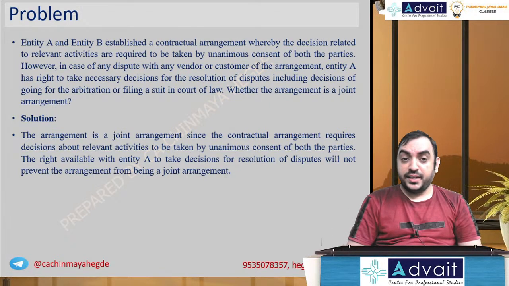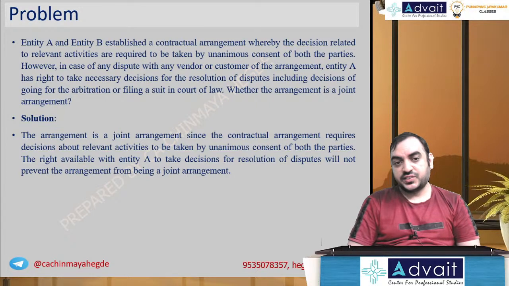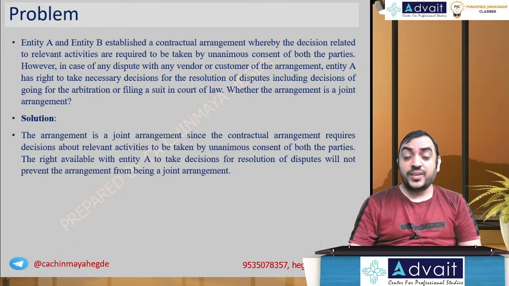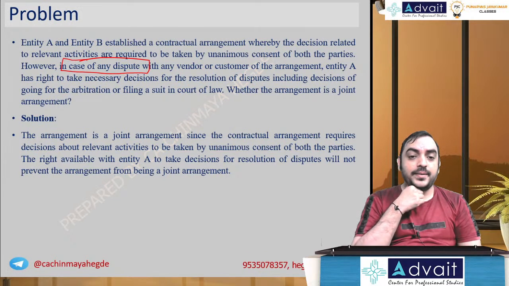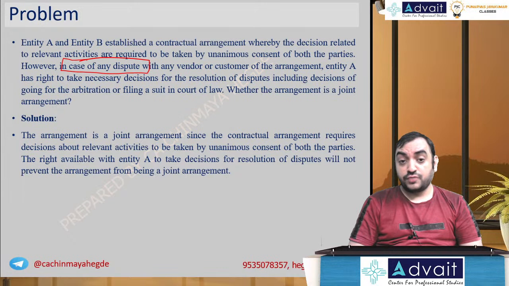Entity A and Entity B establish a contractual arrangement whereby decisions related to the relevant activities are required to be taken by unanimous consent of both the parties. However, in case of dispute with any vendor or customer arrangement, entity A has the right to take necessary decision for the resolution of dispute, including the decision of going for arbitration or filing in a court of law. Whether the arrangement is a joint arrangement.